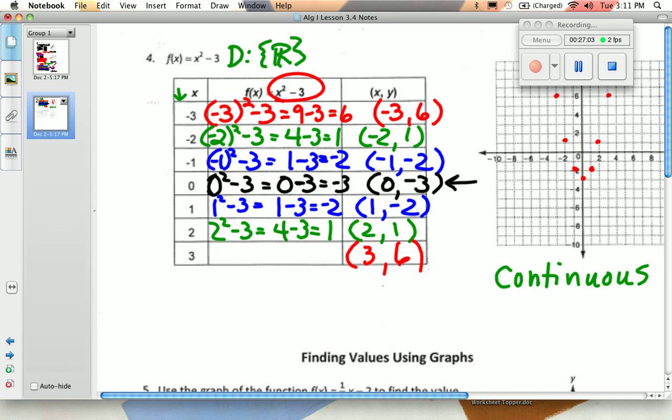Okay, it's a continuous graph, so that means we're supposed to connect the dots, right? What happens when you put your ruler through these? Is this a B? No. It's not a B. Weird shape. It's actually a U. So we're not going to use our straight edge this time.